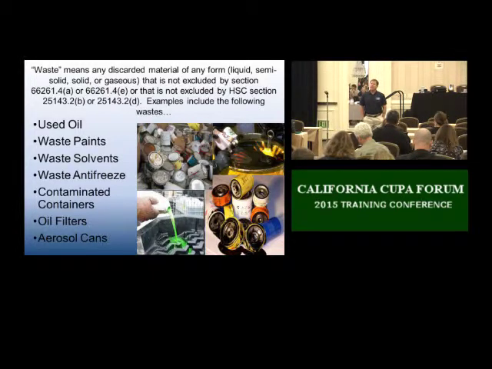Let me think. I generate 5 gallons of paint. Am I going to test it? Yeah, probably not. From a cost-benefit perspective, it's not going to happen. Although, if I produce 14 tons quarterly, I'm probably going to test my waste.